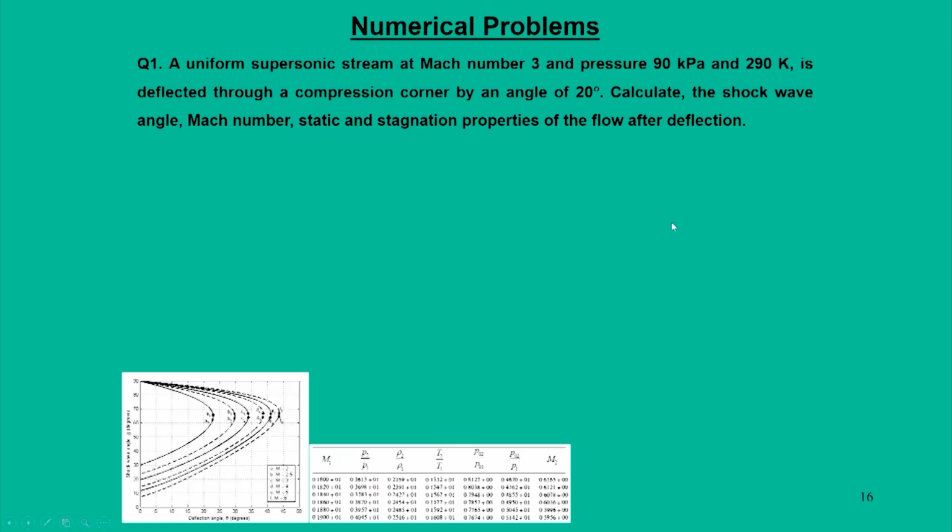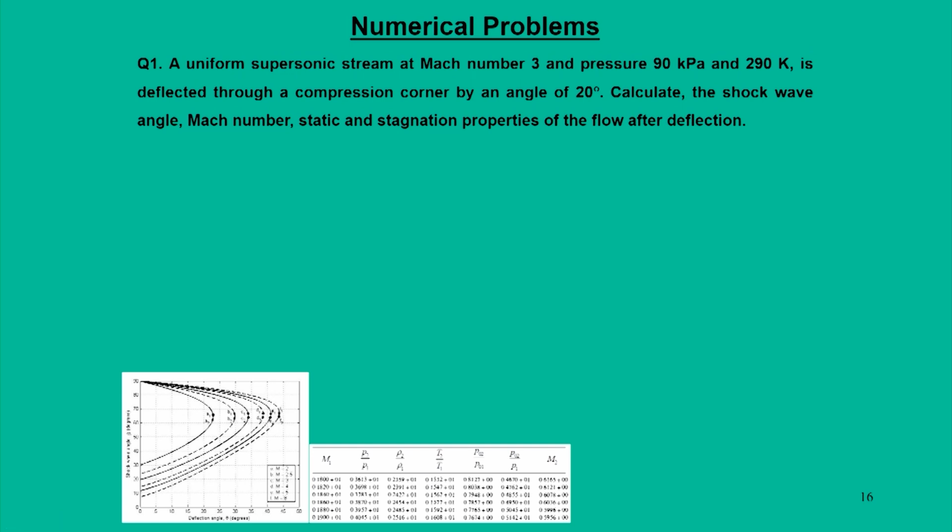The first problem we are looking at is: a uniform supersonic stream at Mach number 3, pressure 90 kPa and temperature 290 Kelvin, is deflected through a compression corner by an angle of 20 degrees. You have to calculate the downstream parameters, that is shock wave angle, Mach number, static and stagnation properties. Similar types of problems we have also solved in our previous lectures, but there we gave more emphasis to the trigonometric relations, but here we will try to solve the problems through this theta beta M curve.